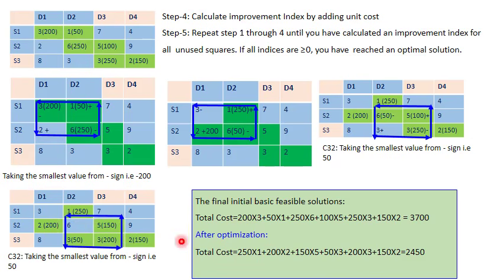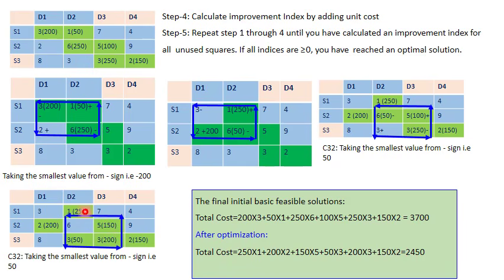Then after optimization, when we calculate the total cost, that is, multiplying the costs with the transportation values, we get 2,450. As you see, after optimization, it decreases. The total cost decreases from 3,700 to 2,450. And this is the optimal solution.